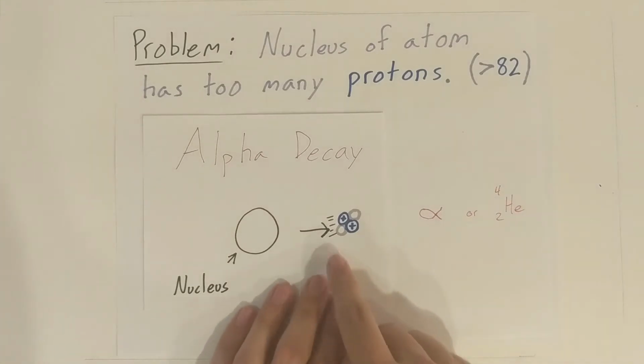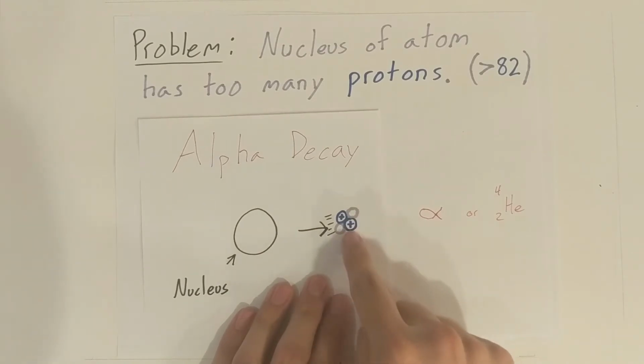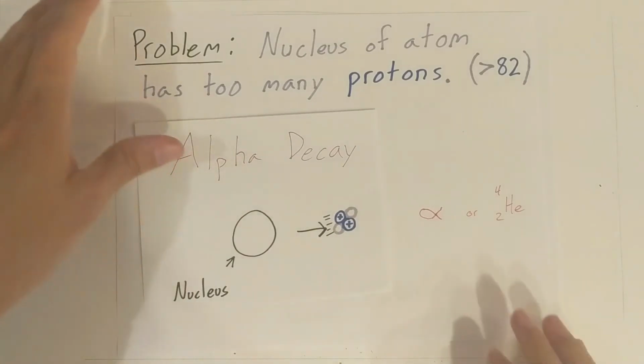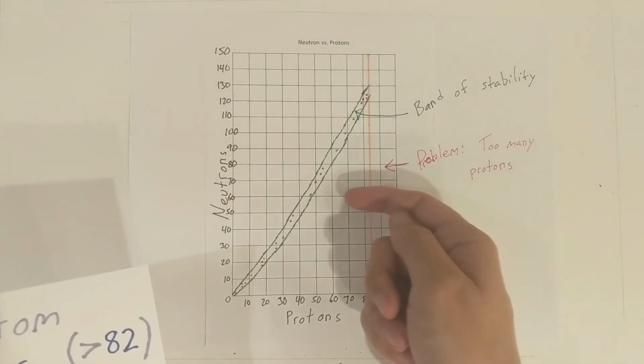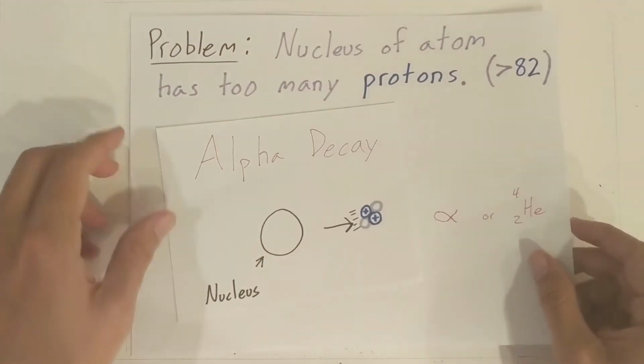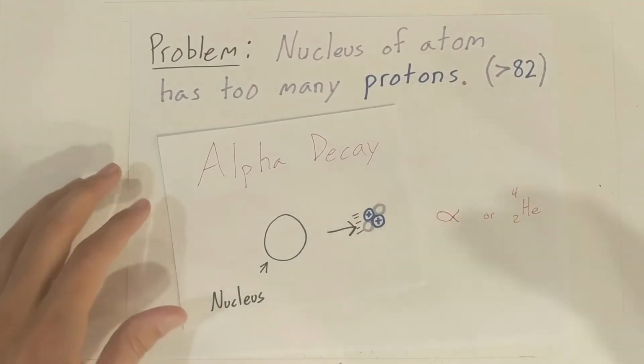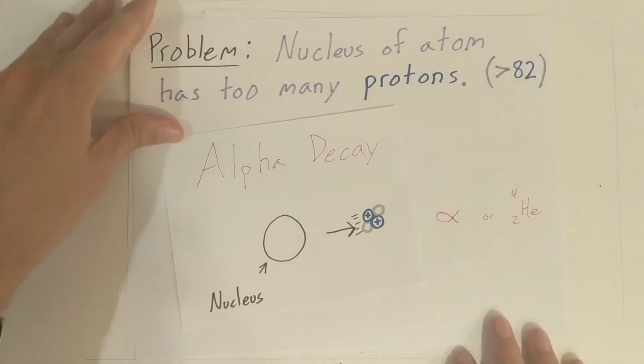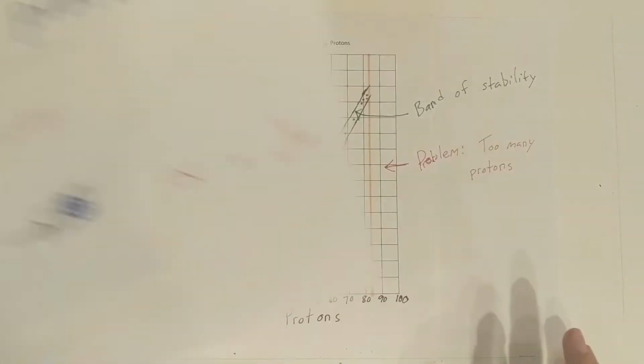And you can see how by going through alpha decay, this nucleus is losing some of its protons. And by losing its protons, it will be shifting closer to the band of stability. So that's why it's going to want to go through alpha decay if it has more than 82 protons.